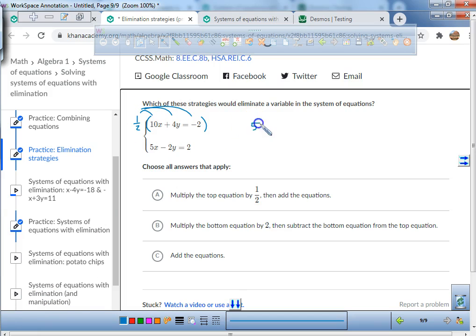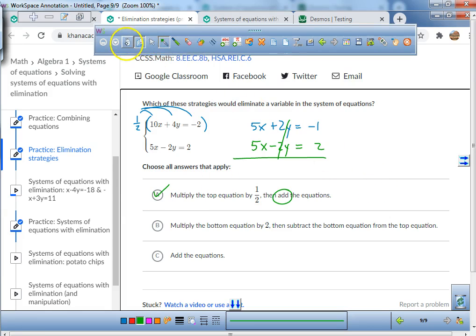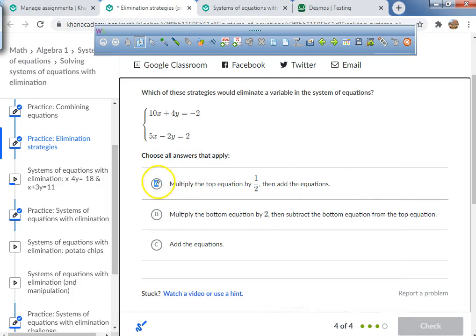Half of 10 is 5. Half of 4 is 2. Half of -2 is -1. I'm going to bring down the other equation right underneath it. If I added these equations together, would anything get eliminated? Yes, these right here would be eliminated. So that's definitely one of my answers. So I'm definitely going to choose answer choice A.